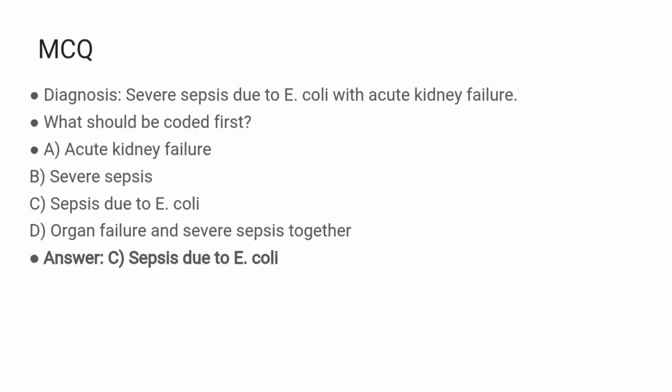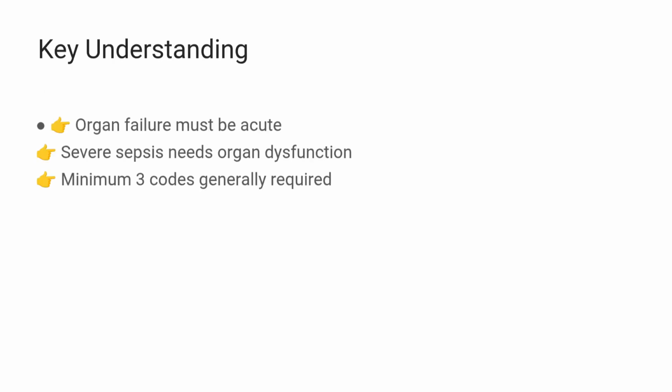In severe sepsis cases, the underlying sepsis organism code should always be sequenced first. So first we assign sepsis due to E. coli, then severe sepsis code, then acute kidney failure code. So the correct answer is C. One important point. Severe sepsis requires acute organ dysfunction. Without organ failure, we should not code severe sepsis.